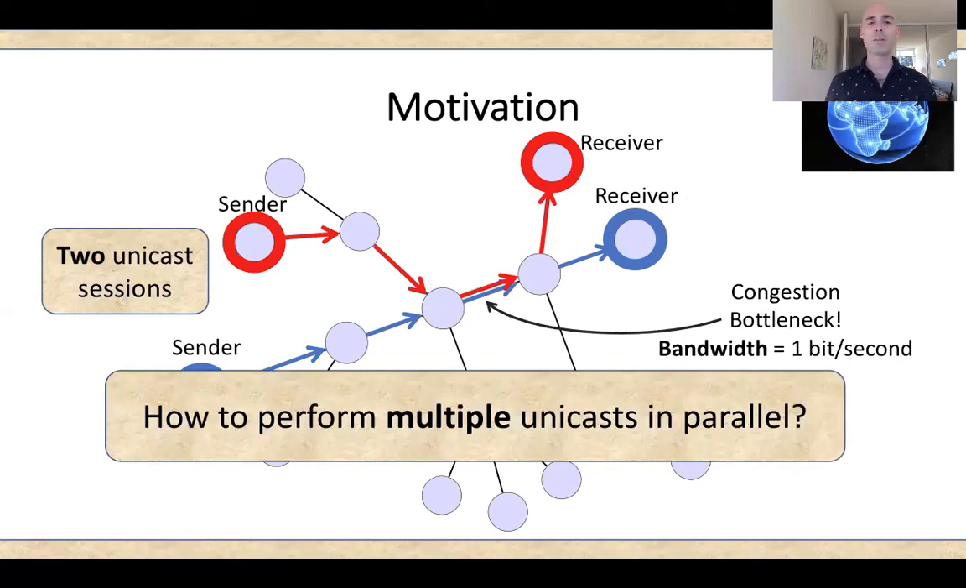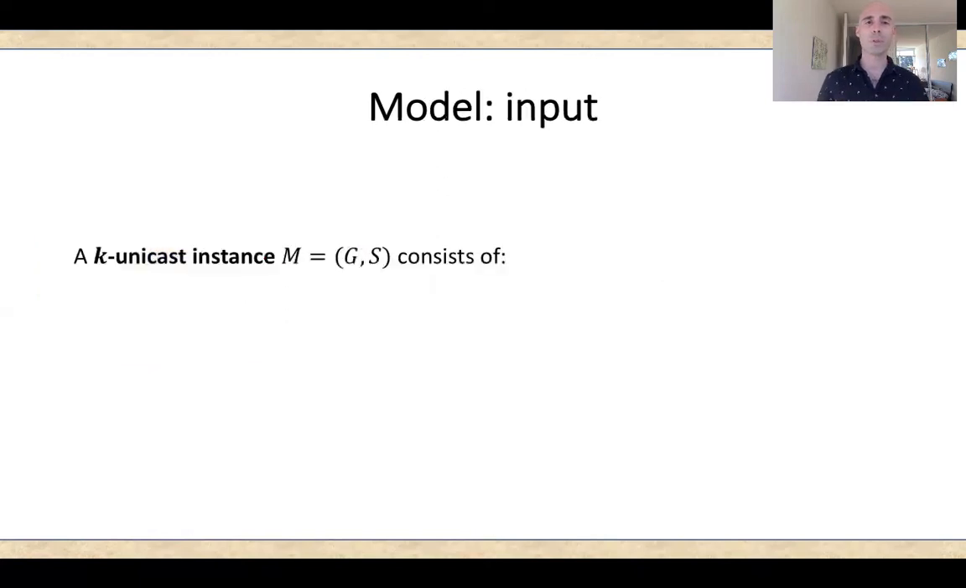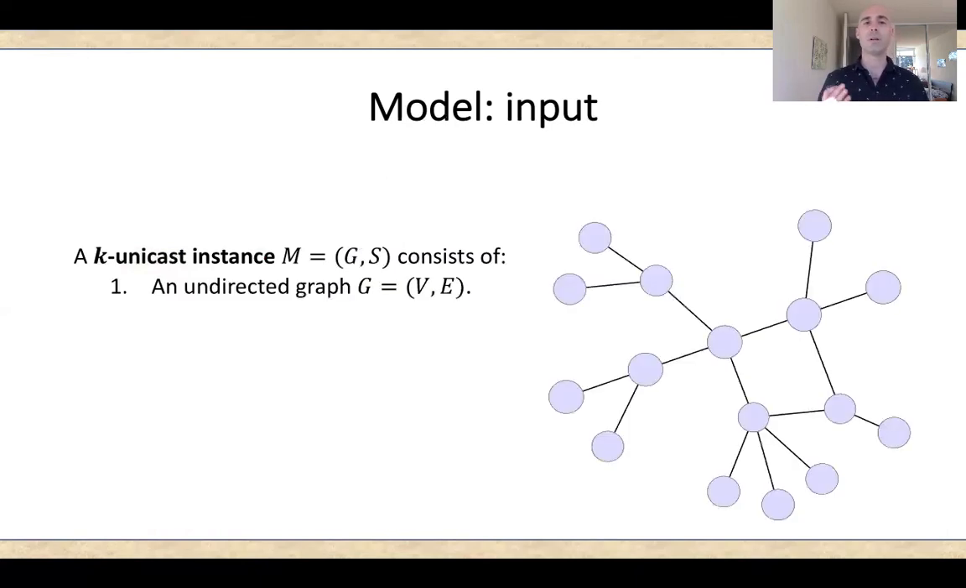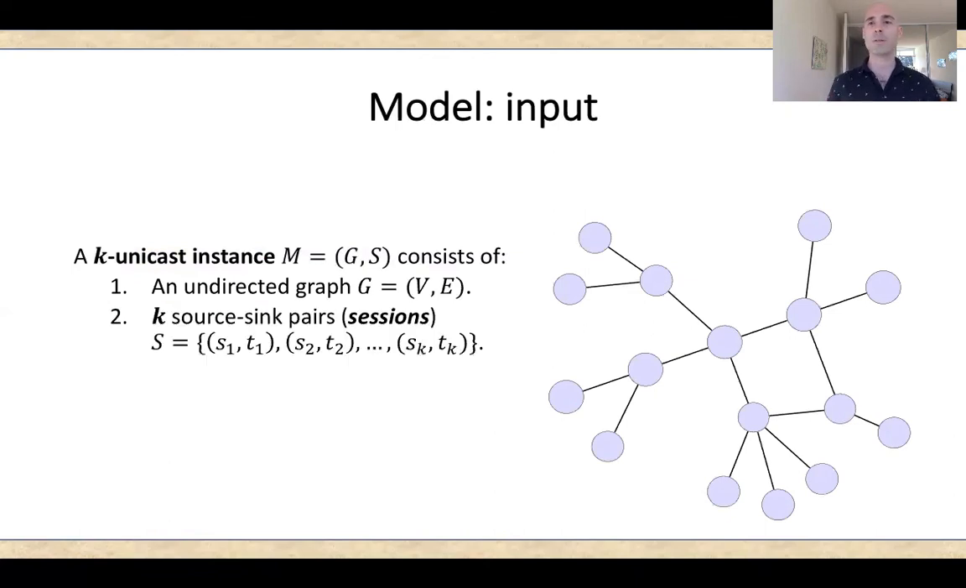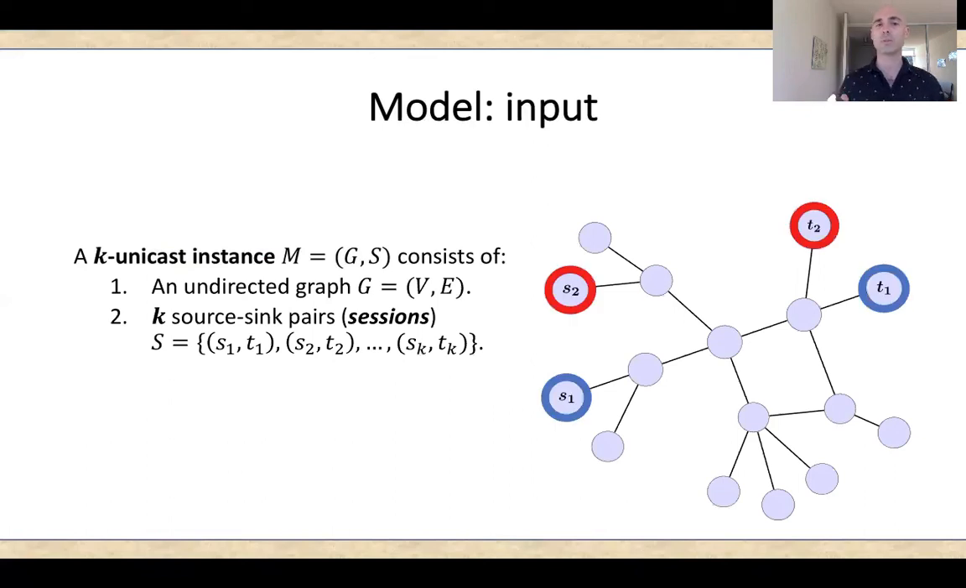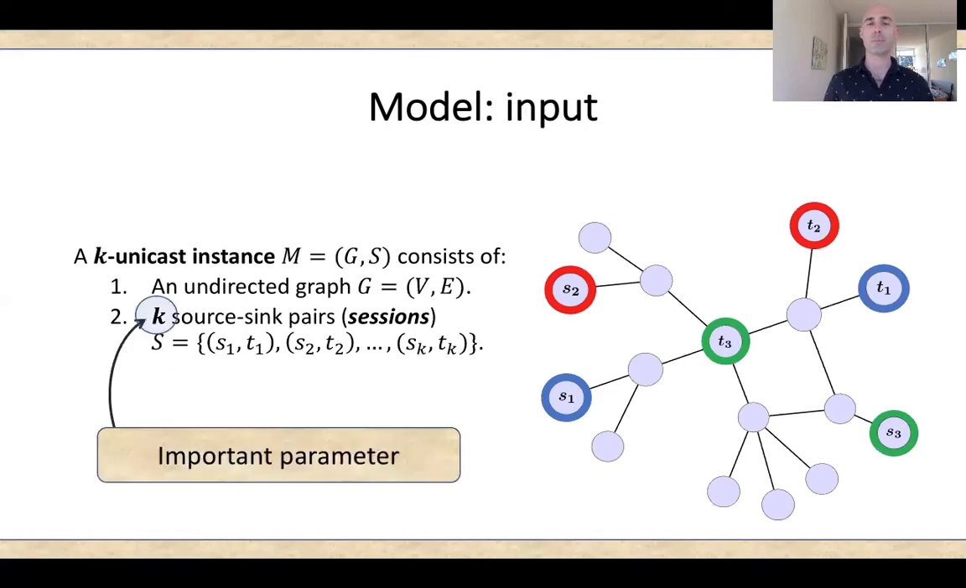So to be a bit more formal, let's formalize the model. In this talk, the inputs will consist of k unicast instances, which are made of an undirected graph, the communication network, and k source sink pairs. These correspond to the k unicast sessions. So in the previous slide, we had k equals 2, so 2 unicast sessions. Here we have k equals 3, and so on and so forth. And if it's not clear by this point, k, the number of source sink pairs, will be an important parameter, so please remember it. Okay, so this is the input.